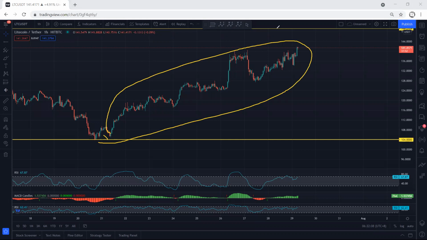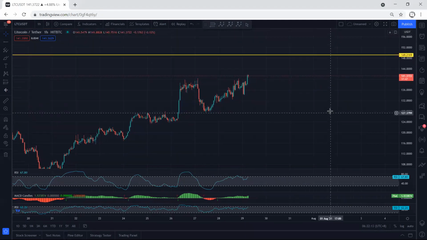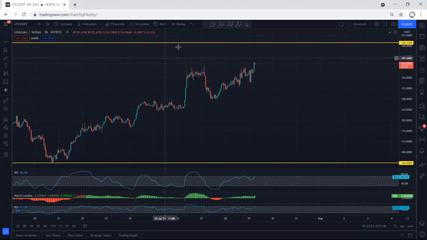All right, but right now I'm still looking for continuation. The only thing I want to see right now is whether the price can break 150 or not. And we don't have a really good trade setup. The best thing is we just follow the chart. If I see any update, I will share. Thanks.